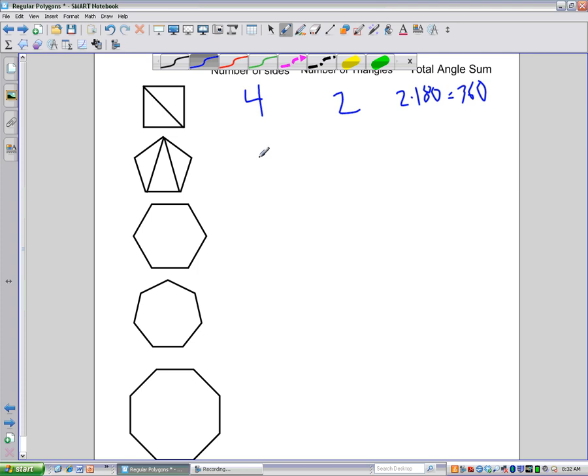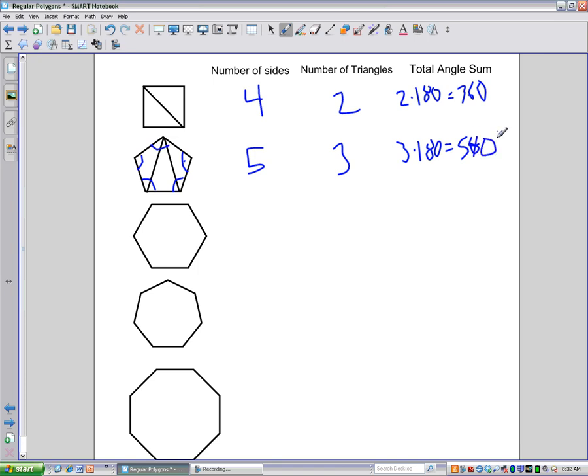Okay, so if I have, let's see, 5 sides, how many triangles did I get? 3 triangles. So the total of all of these angles right here is going to be 3 times 180, because there's 3 triangles. Every triangle's got 180 degrees, so that's going to be 540 degrees.